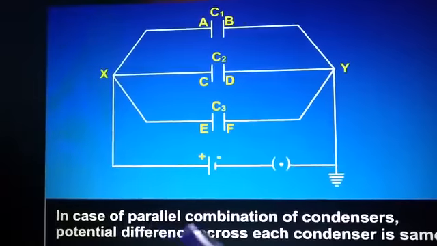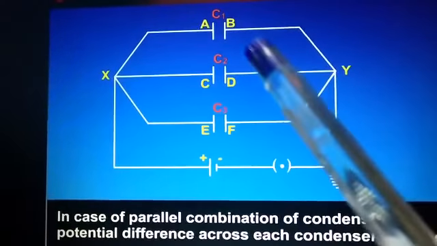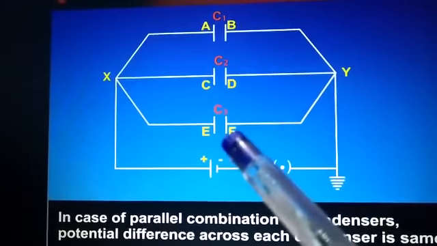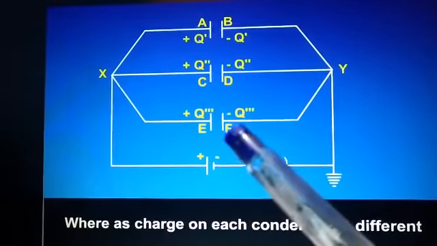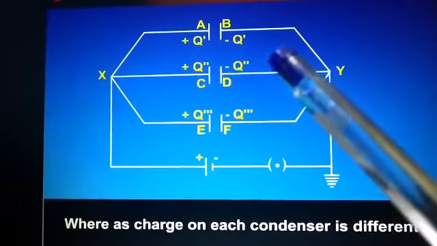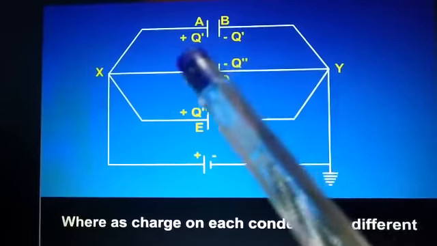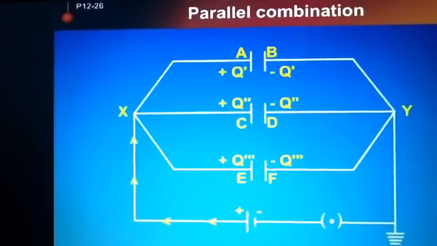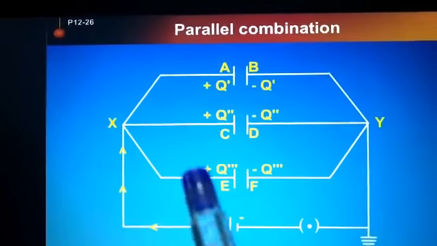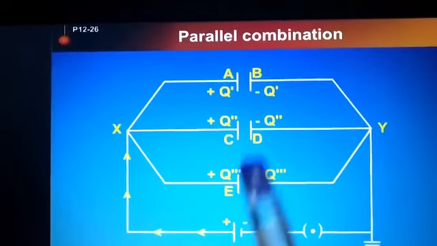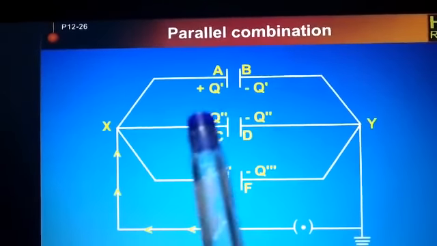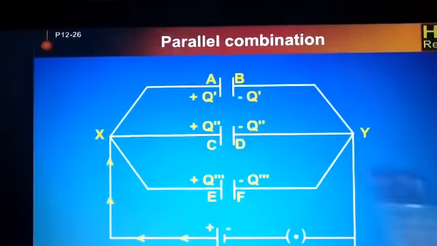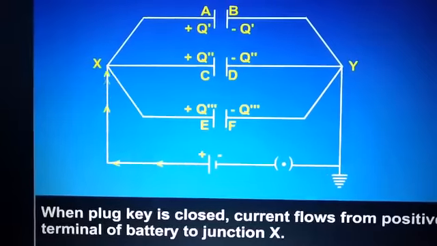So in case of parallel combination of condensers, the potential difference across each condenser is the same, whereas the charge on each condenser is different. Means the charges are different, but the potential difference is the same. In series combination we see the charges are the same, but the potential difference varies. But in parallel combination, charges vary, but the potential difference is the same. This is the main difference between series and parallel combination. Okay, got the point?